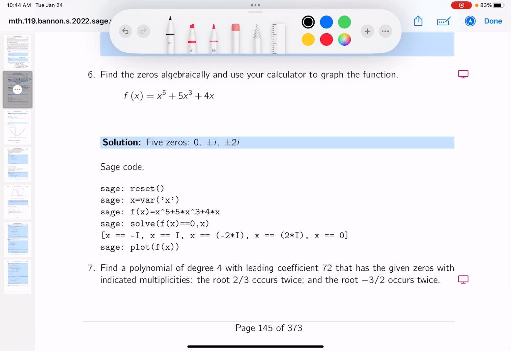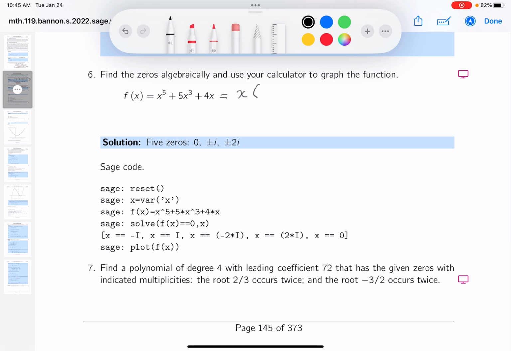Okay, again, it says find the zeros algebraically and use your calculator to graph the function. My calculator's going to be my brain, by the way, but it's probably not going to do a great job at it. We'll talk about using an actual technology later. But right now, I'm going to say it really doesn't look bad. It looks like I can just factor out x.